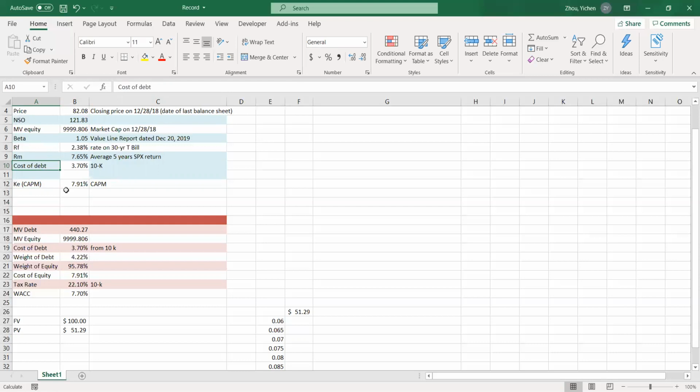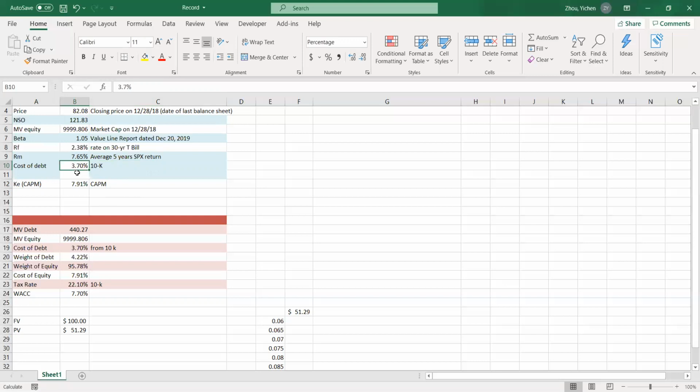After the cost of equity, we also need the cost of debt. Again, there are many different ways to compute the cost of debt. Here we found the cost of debt in the company's 10-K, which I think is one of the easiest ways to compute the cost of debt.